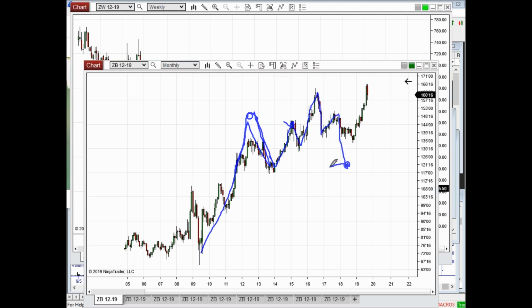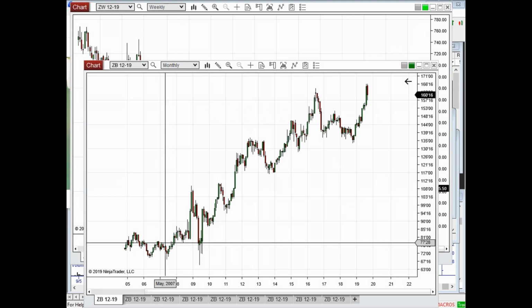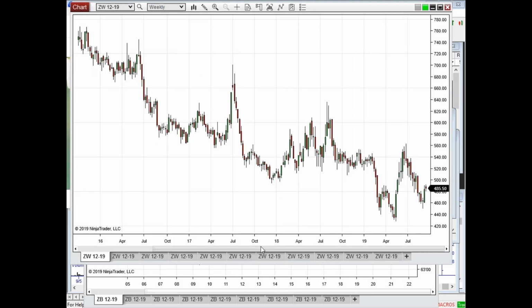And then you would get that reversal there. So that is what we've got going on here. Larger time frames. On wheat, good support here. You can see that two-wave move down on the weekly.